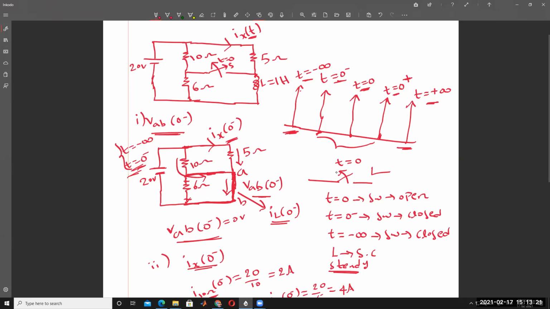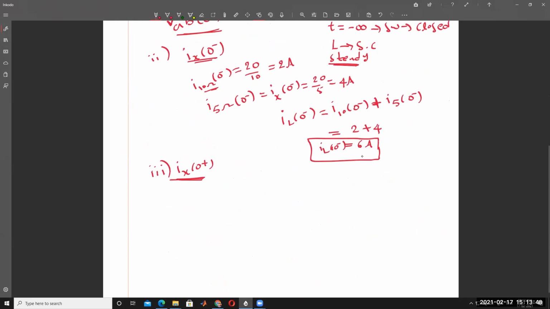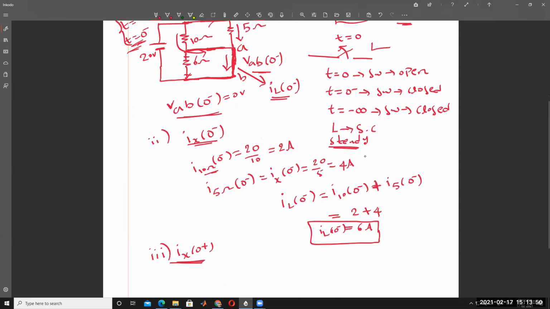Under the opening condition, the inductor is there. The inductor does not allow sudden changes in current. That's why it is acting as an open circuit. But previously some amount of current, 6 amps, was passing through the inductor. That's why it is acting as a source. Understood?